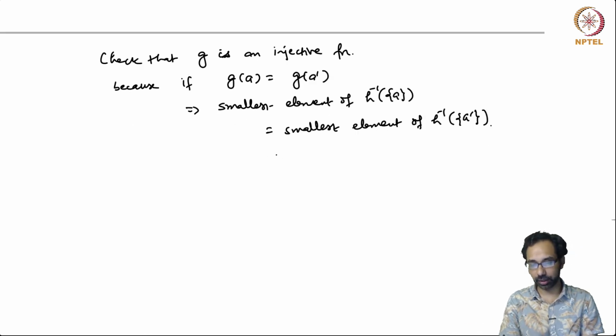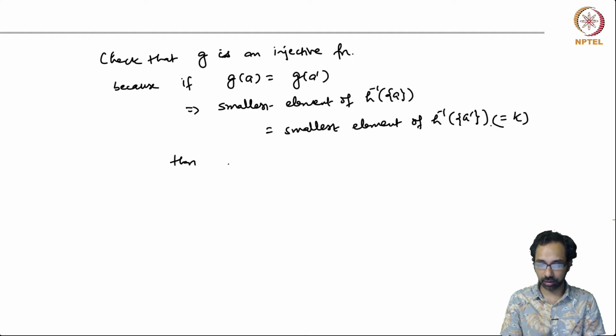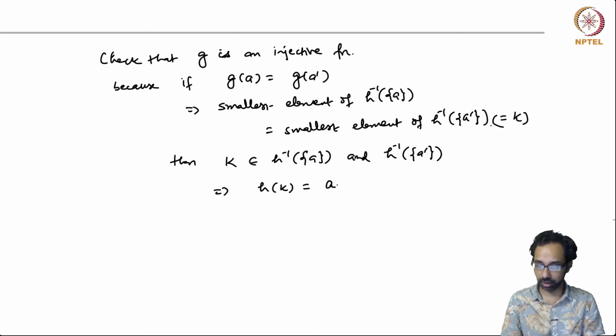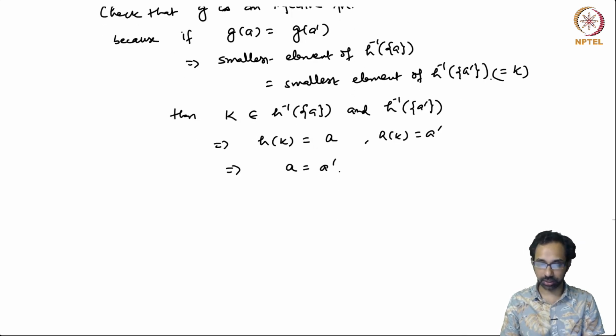And if you denote this number by, say, K, then K belongs to H inverse A, and also H inverse A prime, which means that HK equals A and HK equals A prime, but this means that A equals A prime. So G is injective.